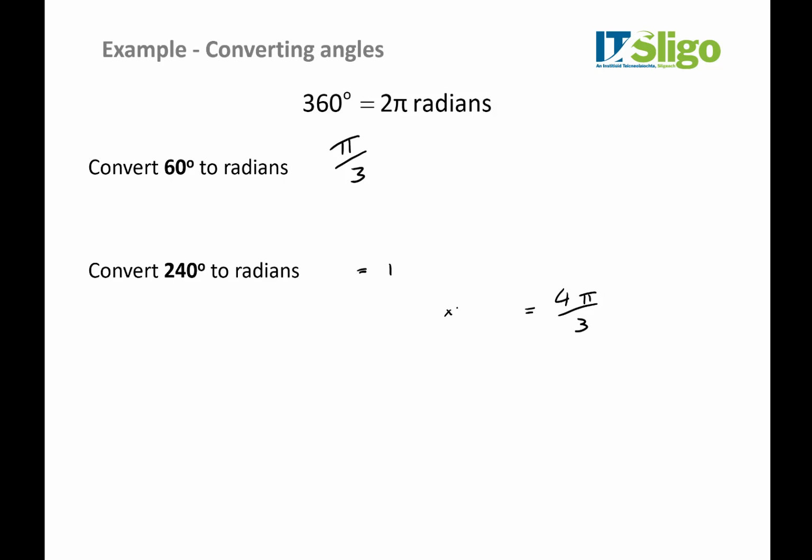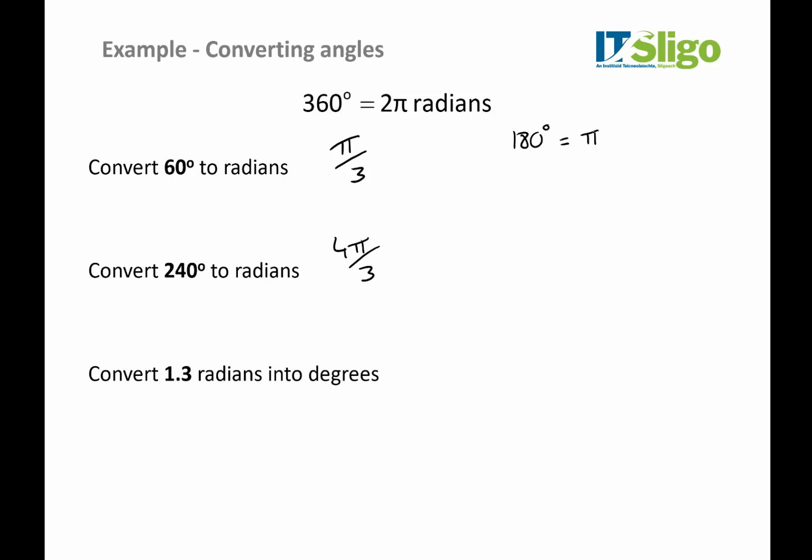I'll just clear this off. I want to keep the answer, 4 pi over 3. Now we go the other way. Convert 1.3 radians to degrees. Well, again, start with this: pi radians is 180 degrees. So 1 radian, divide both sides by pi. I'll write it again because it looks weird without it. Is 180 over pi.